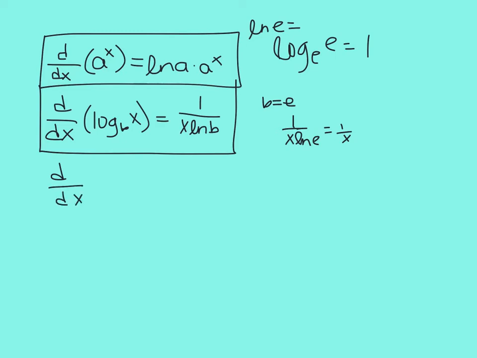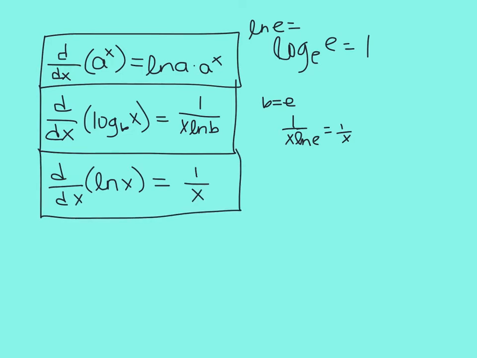So actually, you don't really need to write down the stuff I wrote on this side. That's just a little extra stuff. You can if you want, though. My derivative with respect to x of ln of x, log base e of x, is just going to be equal to 1 over x. This one's really important. You will see it quite frequently.